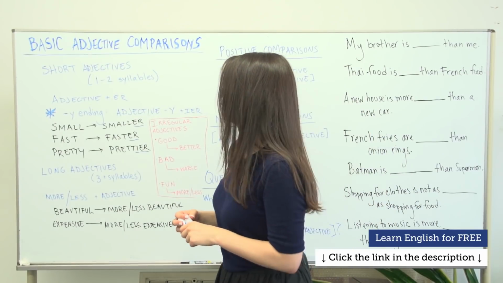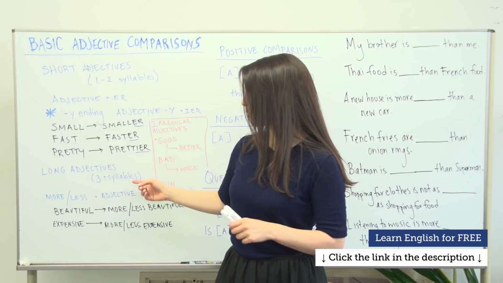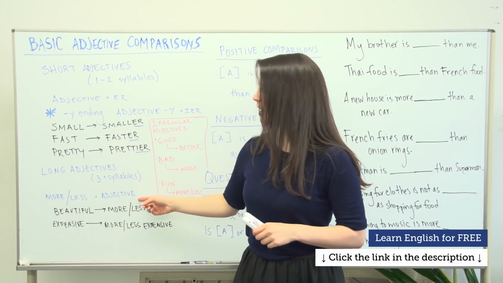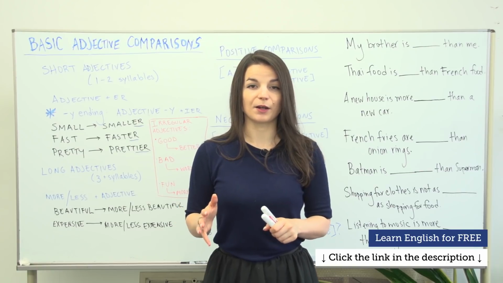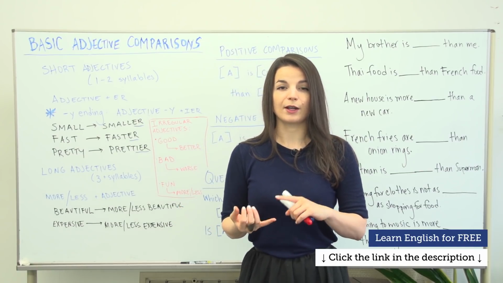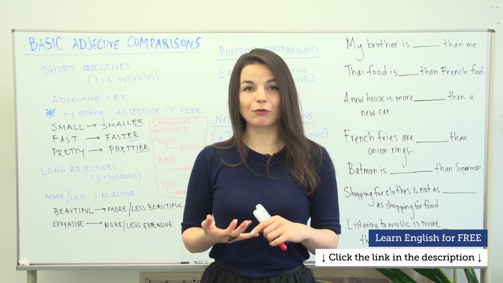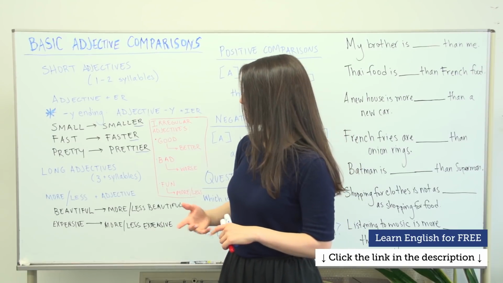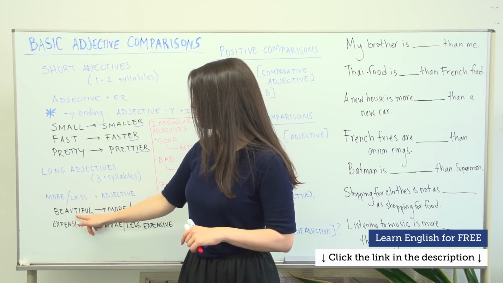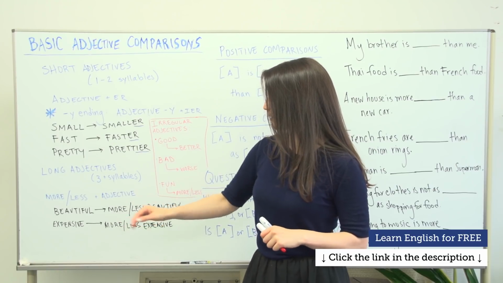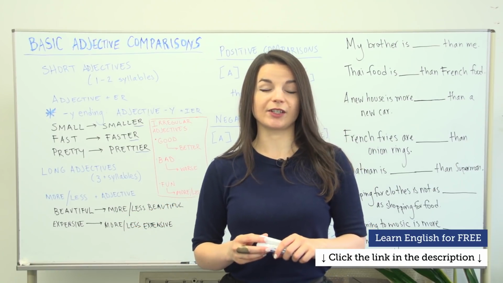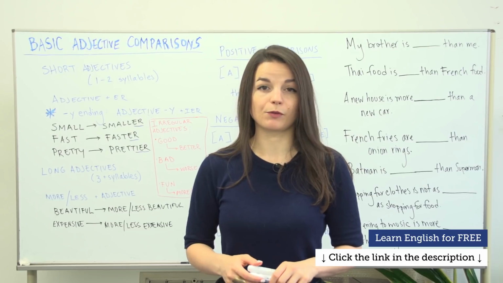So, for a long adjective with 3+ syllables, the adjective does not change. The adjective stays the same. However, we have to add more or less before the adjective. So, for example, with the adjective beautiful, we can add more or less in front of the adjective to make the comparative form.